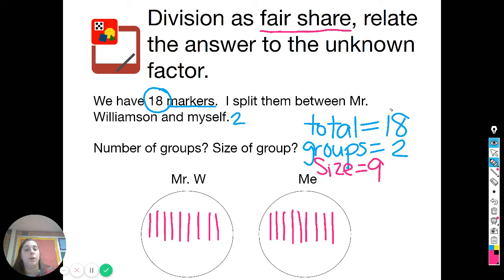So we're going to have to remember this information as we move on. Total number of markers is 18. The number of groups is 2, Mr. Williamson and myself. And the size of each group is 9. So if we split the markers evenly or fairly, we each get 9 markers.